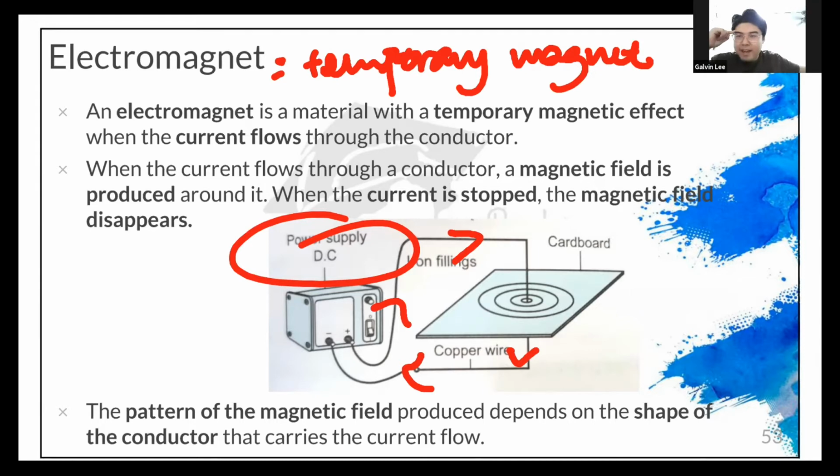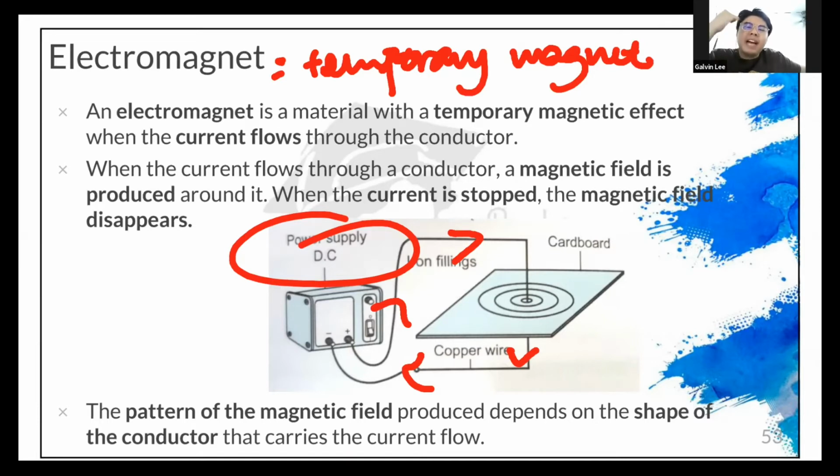Let's refresh back. What is a magnetic field? Magnetic field is an area where there is magnetism. It is an area where there are magnetic field lines. What has a magnetic field? Magnets have a magnetic field.